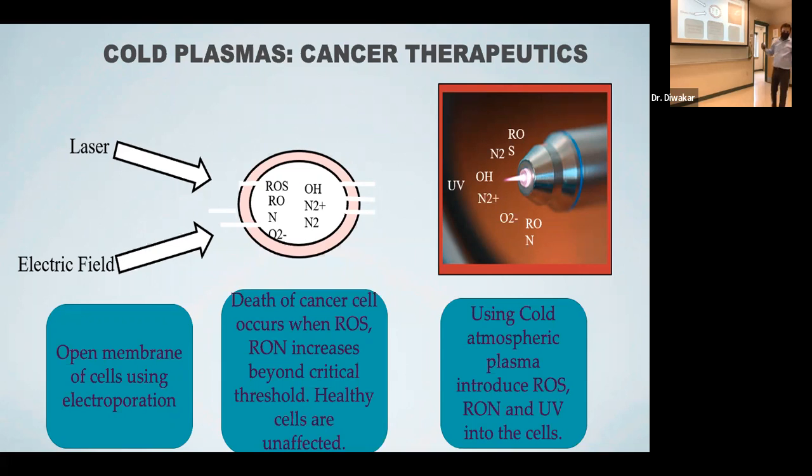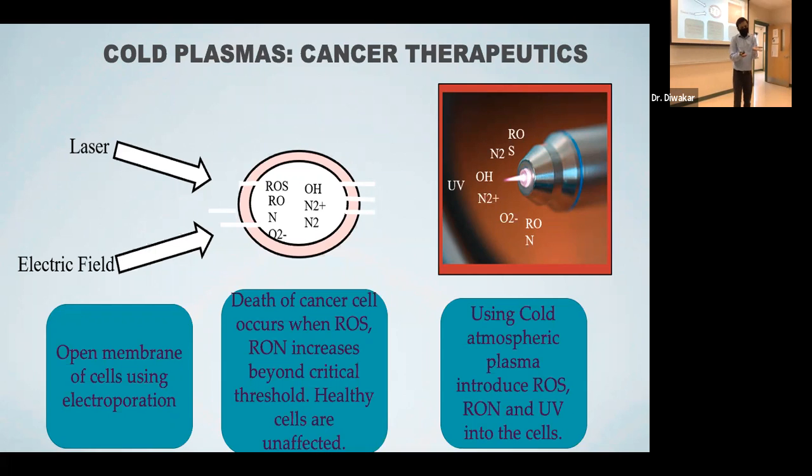Technically, what happens is, if you take a cancer cell, the ROS level is already high because it's working so much. The cancer cells are reproducing and growing fast, so there's a lot of ROS in the cells. Healthy cells have a lower level of ROS. We're introducing a very controlled ROS into the cells, healthy cells as well as unhealthy cells, increasing the level of both. And the cell is designed such that whenever it sees that the ROS level has reached a critical limit, it leads to apoptosis, or cell death.